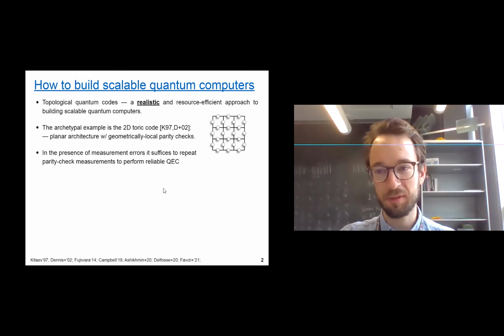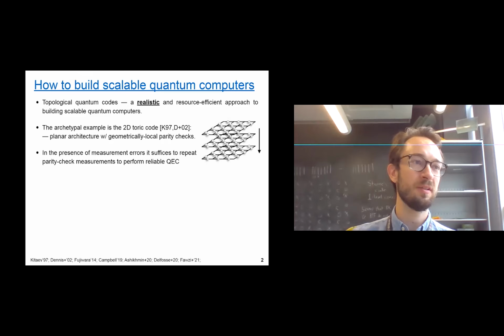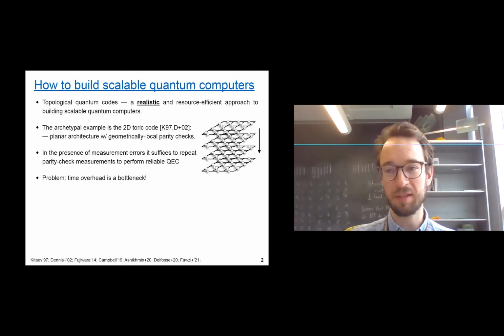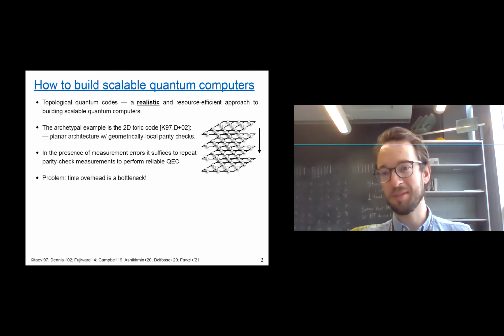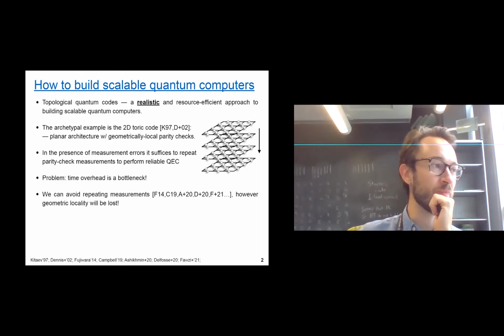Yeah, okay, so we have to repeat the parity check measurements, and this incurs some kind of overhead. So you have to do it order L times, if you're looking at an L by L toric code. And this is something we'd like to avoid, because it's slowing down the clock speed of our computer.